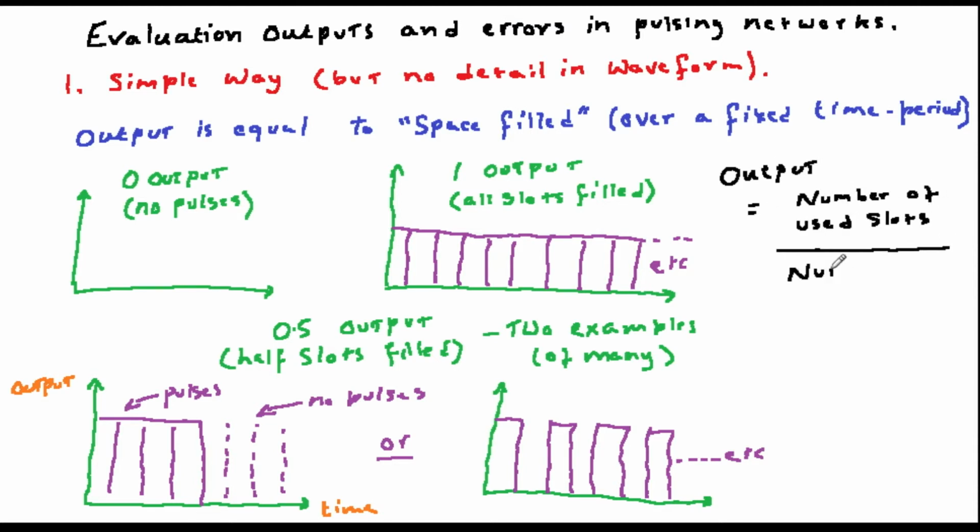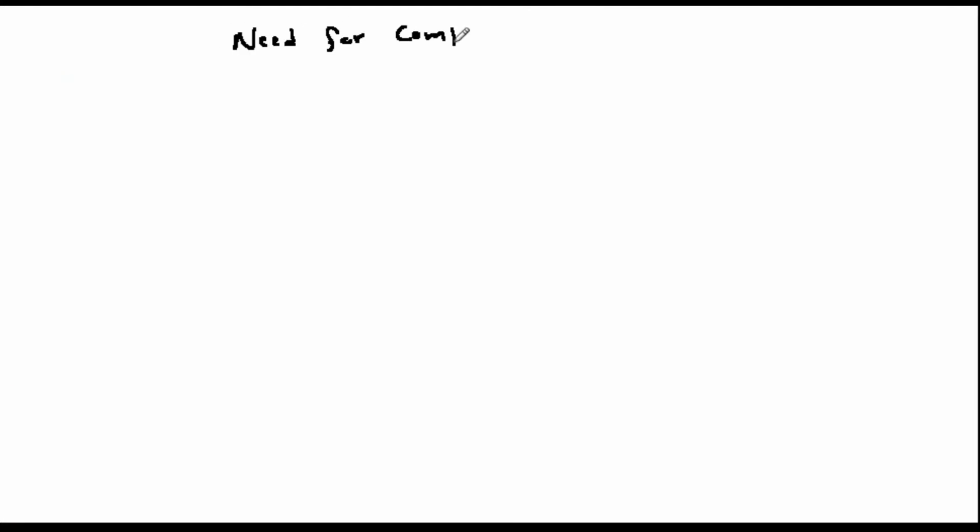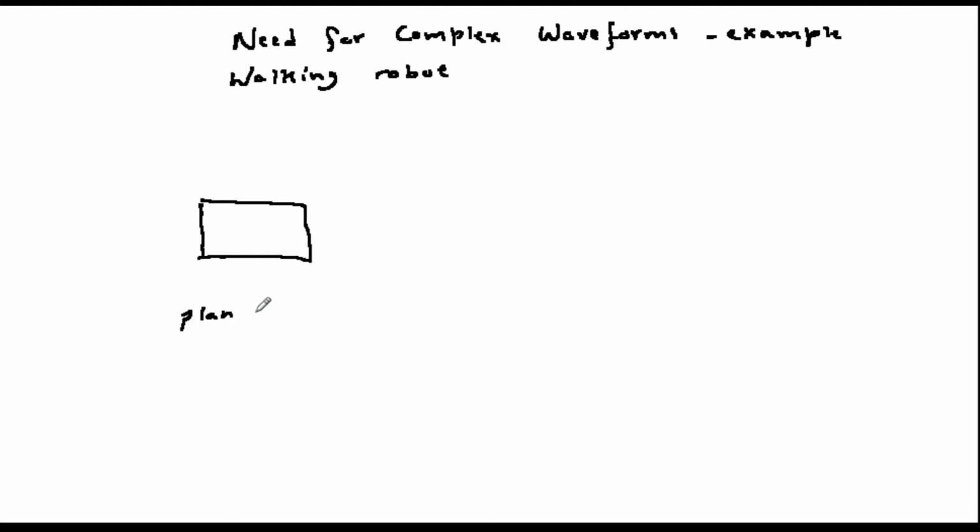This error can then be used to train a network as the fitness in an evolutionary algorithm or directly in a backpropagation training algorithm. However, for many applications of pulsing networks, we need much finer control of the actual output waveform, and this leads us to the second method of calculating an error.